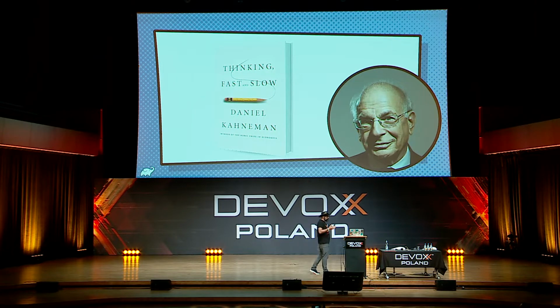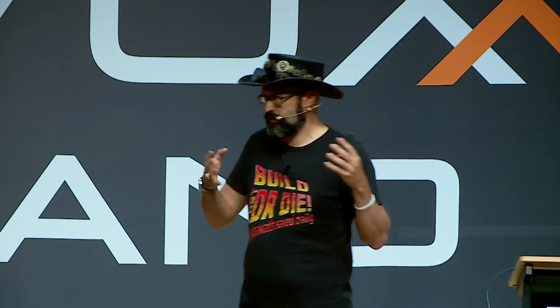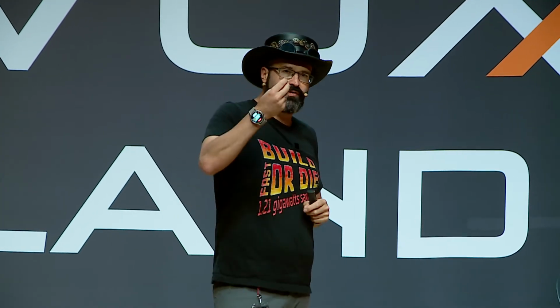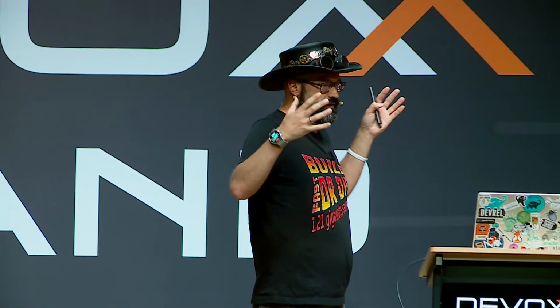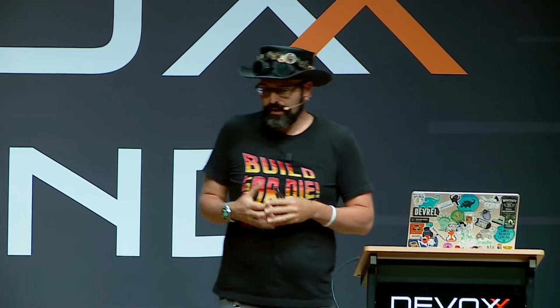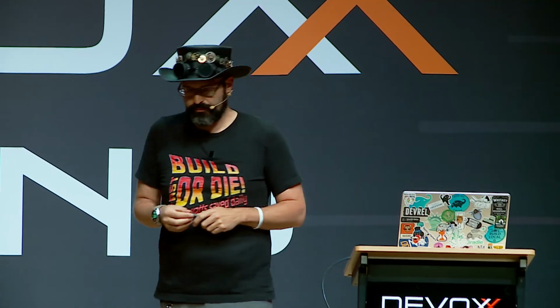A lot of his work is summarized in lots of his books, but I think that the best book, at least from my perspective, is Thinking, Fast and Slow. Kind of the essence of everything he learned and discovered throughout many years. And this is the book that we're going to talk about in this talk.